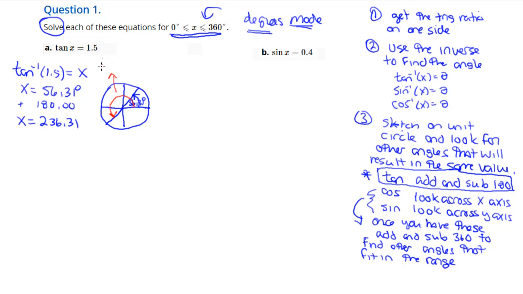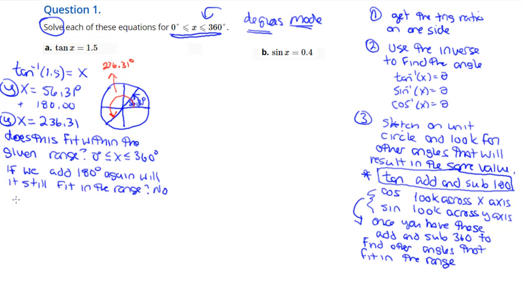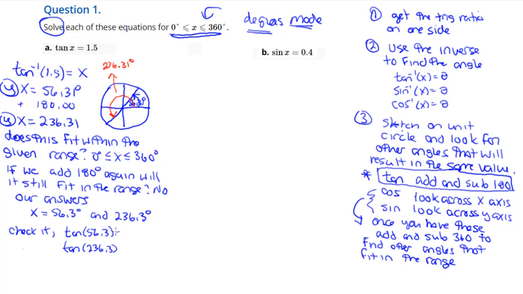So that's another answer. Now if I add another 180 to 236, I'm going to go over my 360 degree limit. So I know now that the only answers I'm going to have are these two, 56.3 and 236.3. Go ahead and check it if you want to. Try tangent of 56.3, that's the angle, and see what you get. Then try tangent of 236.3 and see what you get. They're both going to give you 1.5, or approximately 1.5, because we rounded.